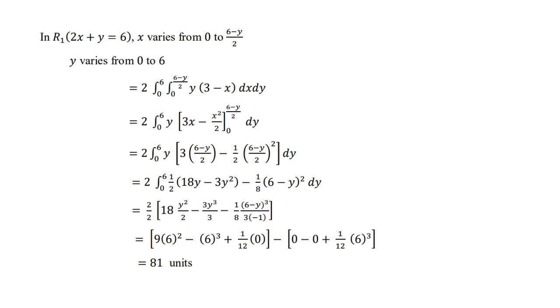So now when we simplify this, we will be getting the answer as 2 times the integral of 0 to 6, 1 by 2, 18y minus 3y square minus 1 by 8 (6 minus y) the whole square dy. Now we are going to apply the integral with respect to y. So if we integrate with respect to y, we will be getting the answer as 2 by 2, 18y square by 2 minus 3y cube by 3 minus 1 by 8 (6 minus y) cube by 3 into minus 1. So if we simplify this, we will be getting the answer as 81.